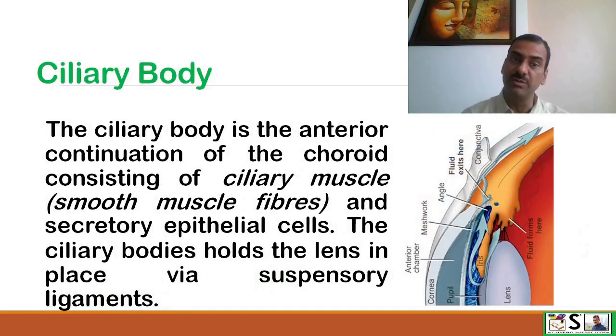Now we come to the ciliary body. Ciliary body is the anterior continuation of choroid consisting of ciliary muscles which are smooth muscle fibers and secretory epithelial cells. The ciliary body holds the lens in place via suspensory ligaments. So here this is the part of choroid and here this ciliary body starts. Okay, and ciliary body contains the suspensory ligament which holds the lens in place. Okay, and iris is also attached to it. This is the part of iris.